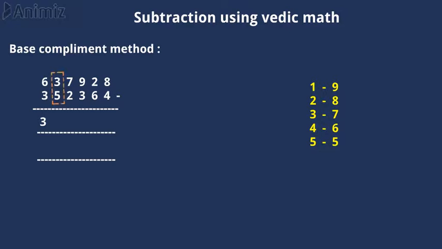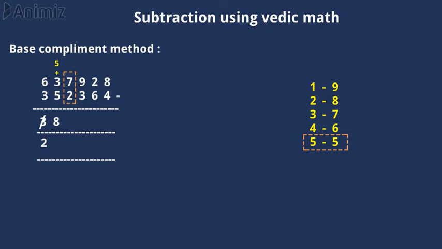5 minus 3. It requires borrowing. So you cut down the number 3 and write its previous number 2. Okay, and in 5 minus 3, you have to find out the base complement for 5. Base complement of 5 is 5 itself. See, right? So just add 5 plus 3. 5 plus 3 is 8. Write it down and go to next number.